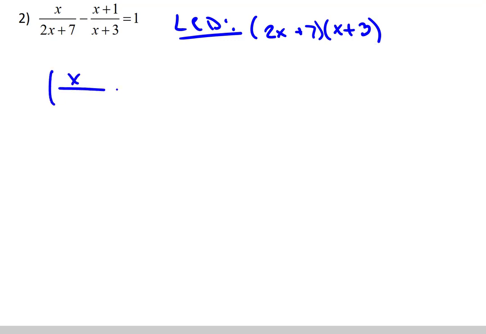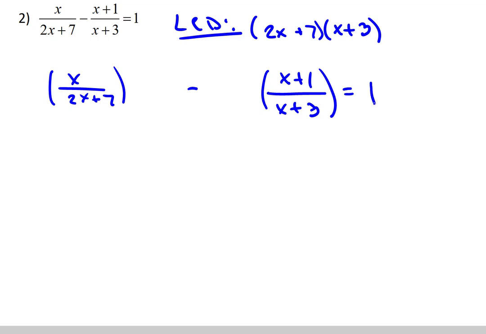I'll copy the original terms down as they are, but in parentheses, and just leave some extra space to be able to work on this. And then we'll be multiplying by our LCD across the numerators only. So with the first fraction in the numerator, I'll be multiplying by 2x plus 7 times x plus 3. Same thing for the next numerator.